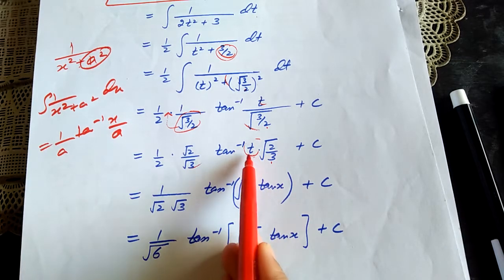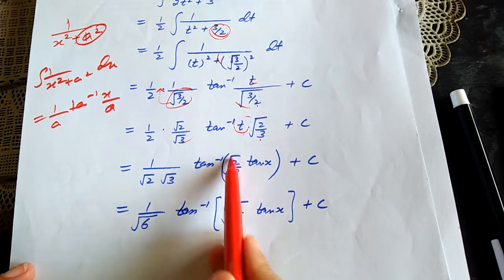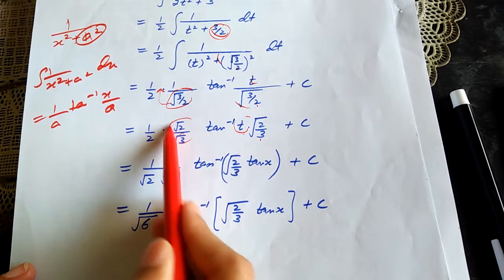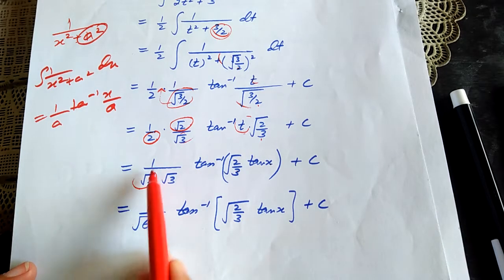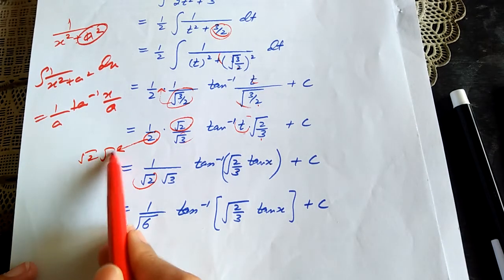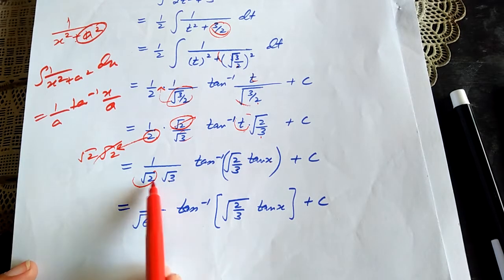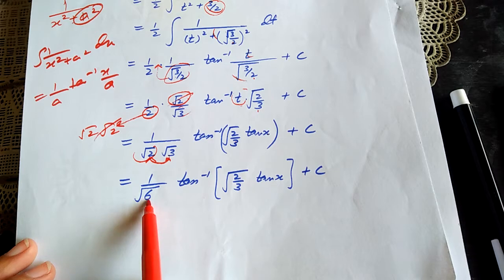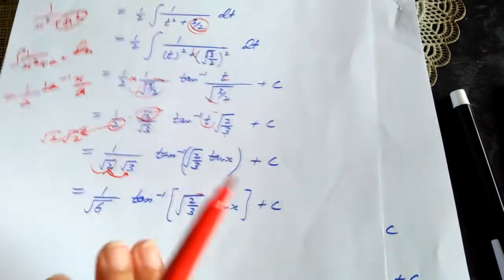Now we have to find the value of t, that is tangent x. So we write it like tangent inverse under root 2 by 3 tangent x. This can be solved as under root 2 over 2 will be equal to 1 over under root 2, because here this 2 is under root 2 under root 2. This will be cancelled, left behind 1 over under root 2 into under root 3. Both will be multiplied because both are under root. So it will be 1 over under root 6 tangent inverse under root 2 over 3 tangent x plus c.